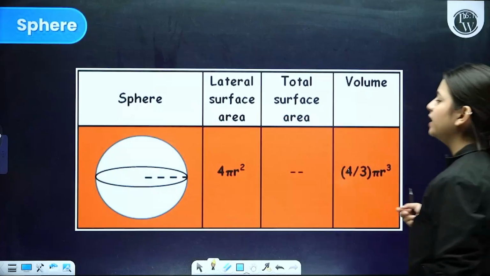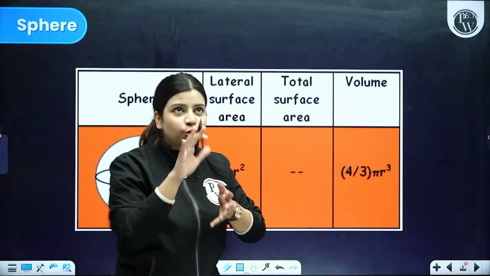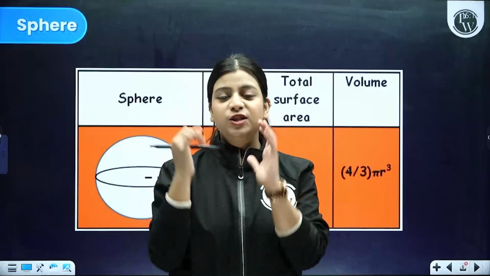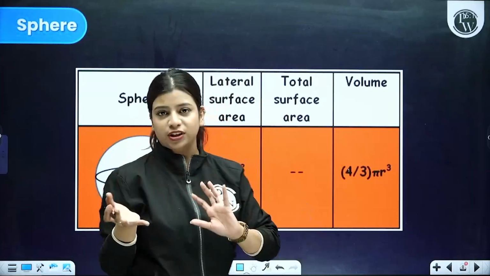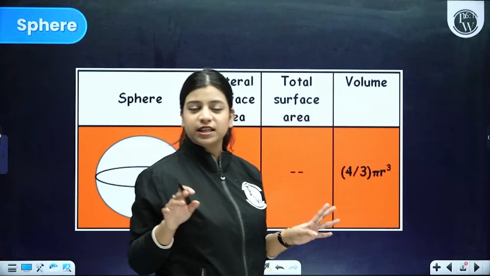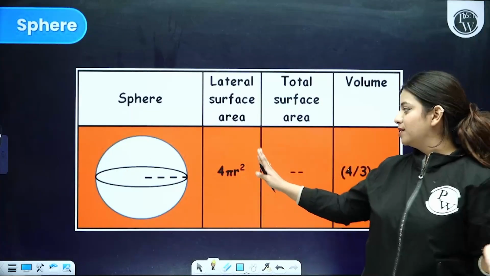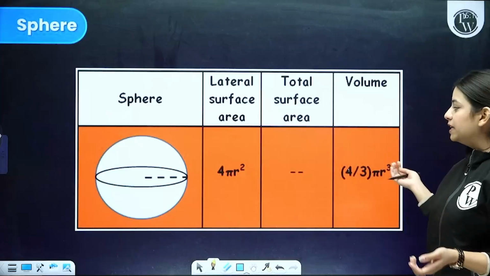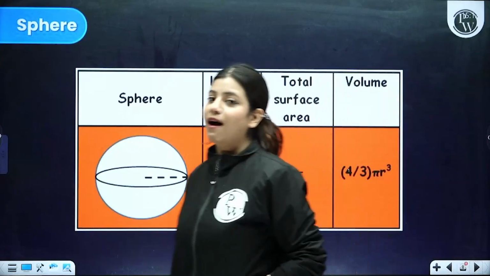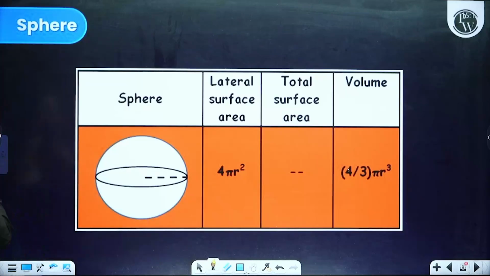The next thing that we have is sphere. As we know, a sphere has no top, no bottom. It just has a spherical outer shell, right? So basically there is no total surface area or lateral surface area for sphere. There is only one thing, that is surface area, and that remains the same, that is 4 pi r square, and its volume is given by 4 by 3 pi r cube.